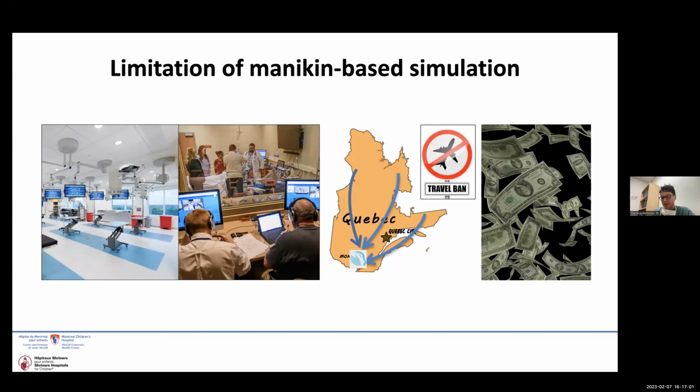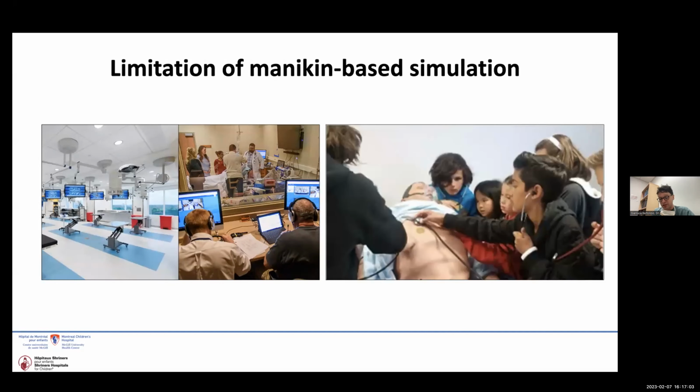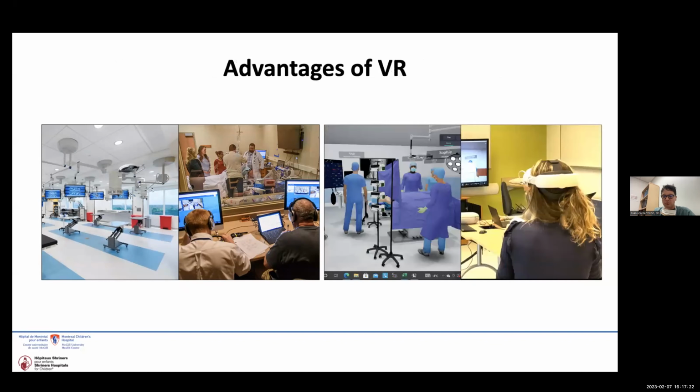What is the alternative? Oh, I'm sorry. I should also say that you can't really train too many people on the same skills. You can have different people training different skills altogether, but you can't have the same mannequin for the same task on multiple people. So the alternative, as I was almost saying, is to do it in a virtual reality environment.